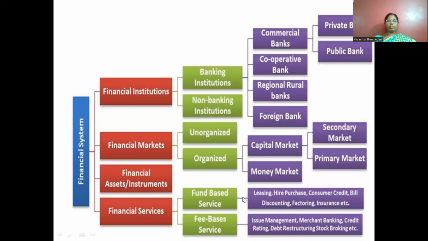Now, the third category is financial assets and instruments. What is it? Here no classification is given. Treasury bill, bill of exchange, checks, everything comes under financial assets and instruments.